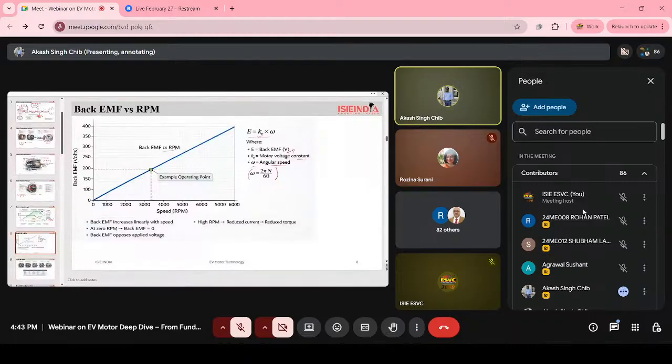Then you can see here the graph. Back EMF is increasing linearly with speed. At 0 RPM we are getting zero electromotive force, and with the increase of speed we are getting more EMF. So we'll do one more calculation to calculate the back electromotive force.